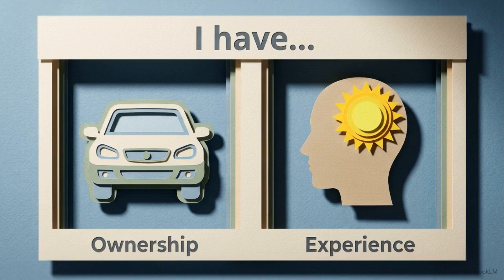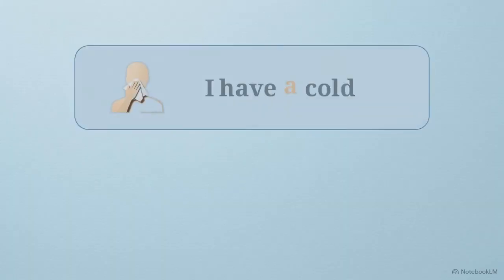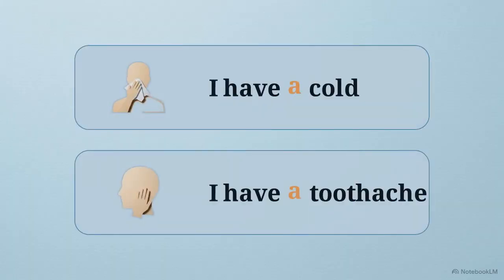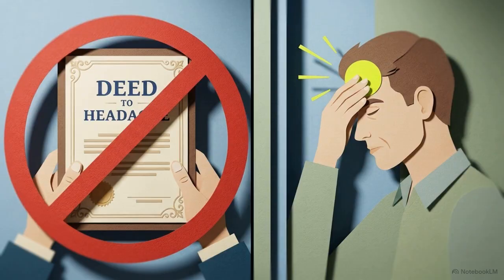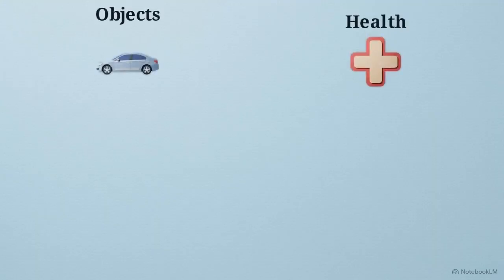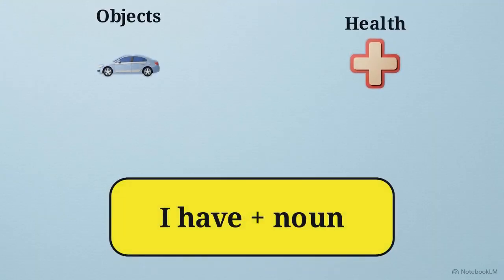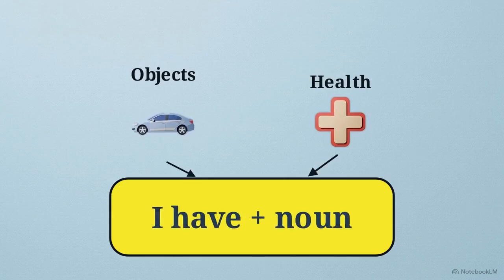This same pattern is also used for health. On the left, we see ownership of a car. On the right, we see the experience of a headache. Both use I have. You can use this for conditions such as I have a cold or a toothache. When you say I have a headache, it doesn't mean you own the headache like property. It means your head hurts. Using the same structure for both objects and health makes it easier to communicate. You can apply one rule to two different types of information.